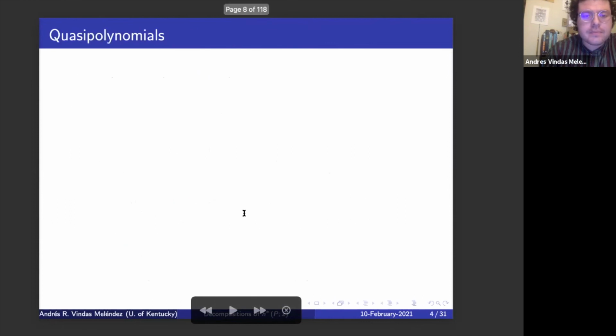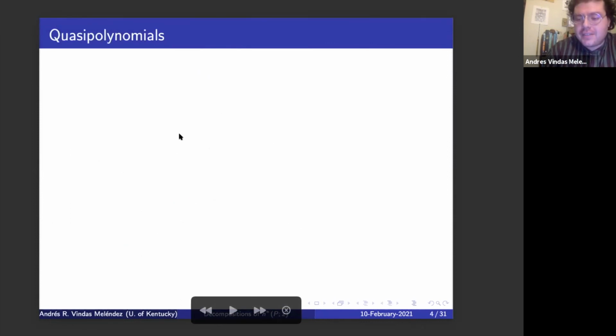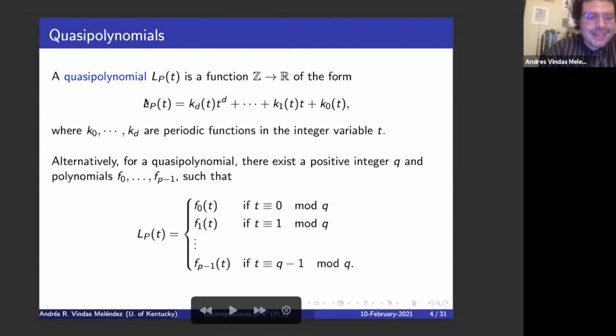So you might ask yourself, well, Andres, I still don't know what a quasi-polynomial is. So here's another definition of what a quasi-polynomial is. A quasi-polynomial is a function from, let's say, Z to R of that form, where you have periodic functions in variable T. And then you might still say, well, Andres, that's not as helpful. And so you could also think about a quasi-polynomial as kind of a set of polynomials depending on your period, okay?